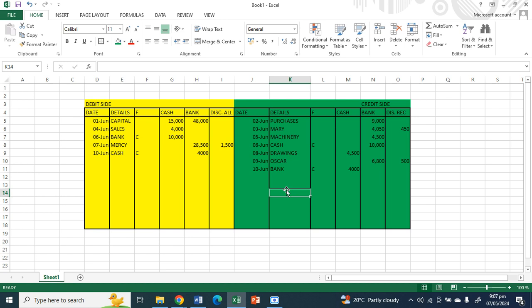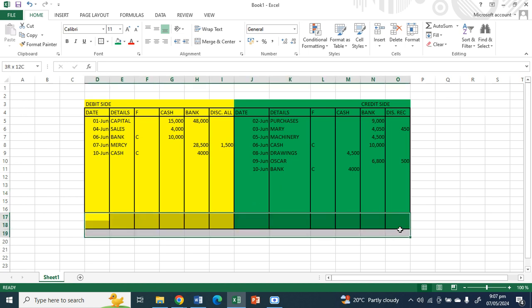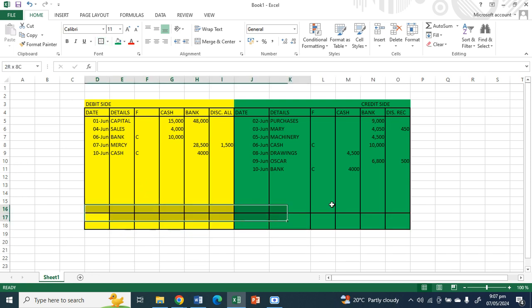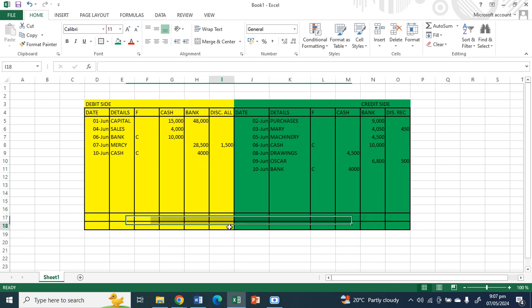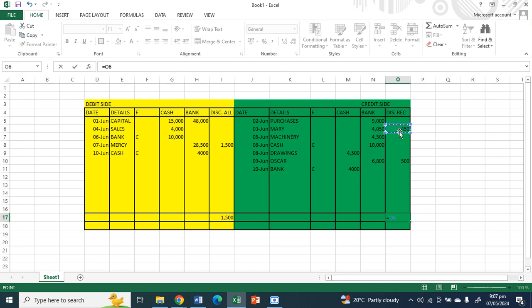So what we need to do now is get the balances. First we start with discount allowed and discount received. We just get the totals for discount allowed, 1,500. Let's put it there. Discount received, 450 plus 500, 950.